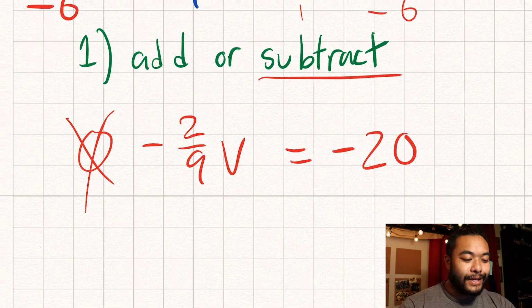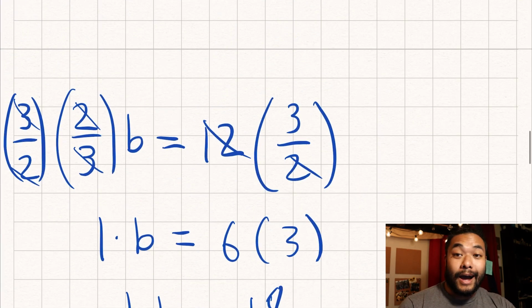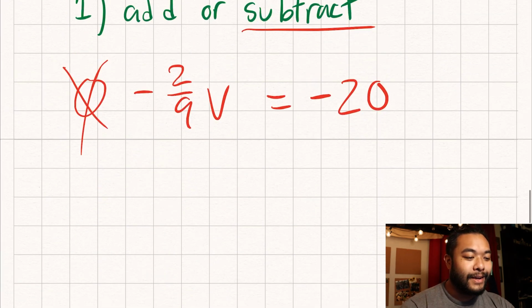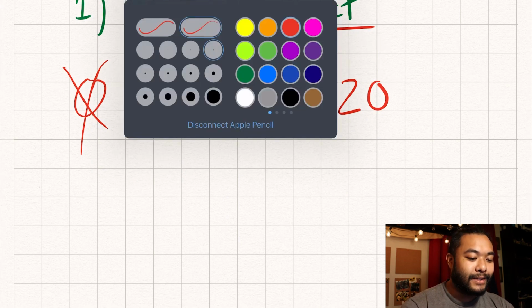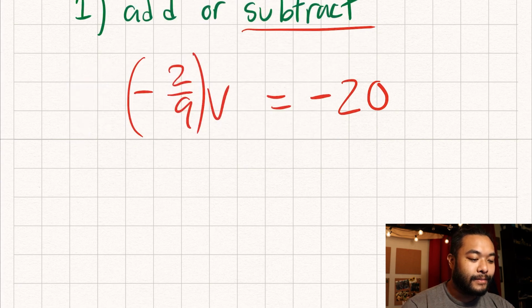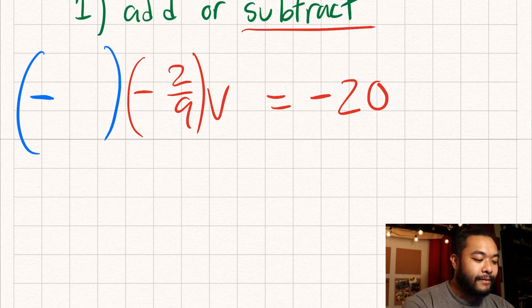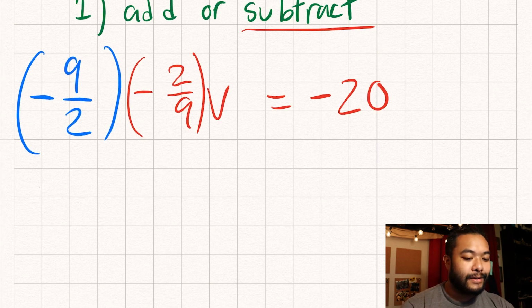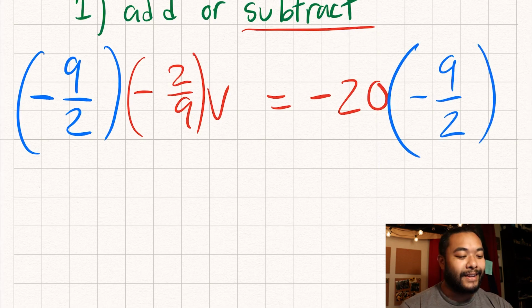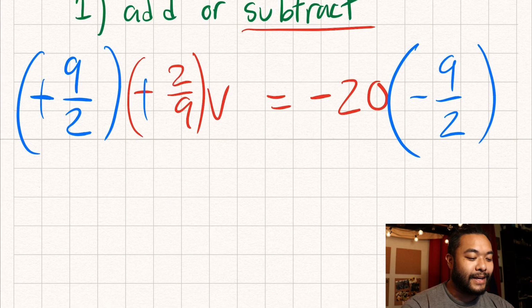Now, all I have is the same reciprocal problem, which was I have a fraction. How do I get rid of it? Negative 2/9 v. What is the opposite of negative 2/9, or the upside down, the reciprocal? It's negative 9/2. Multiply that on both sides. Okay, so I multiply by the reciprocal. Negatives cancel out to positive. 9s cancel out. 2s cancel out.